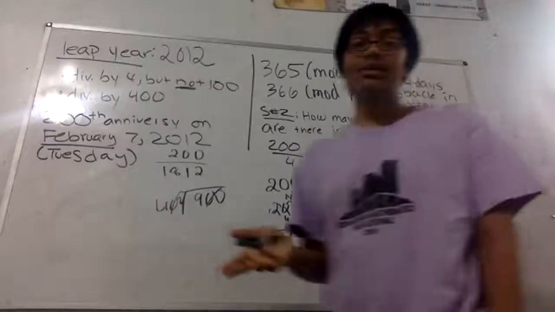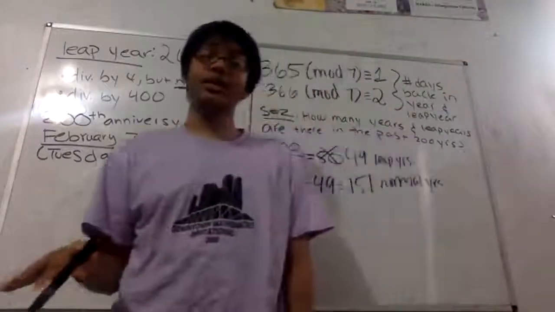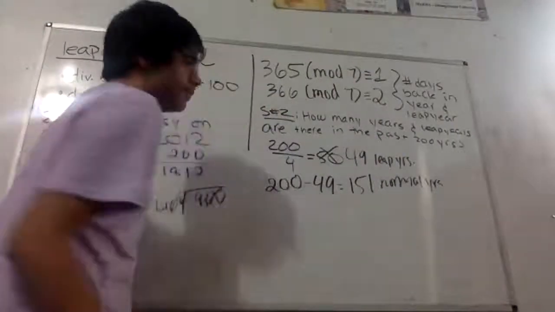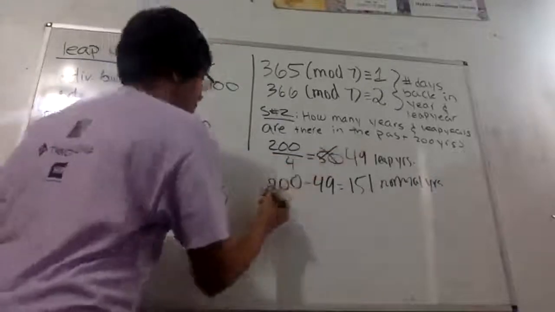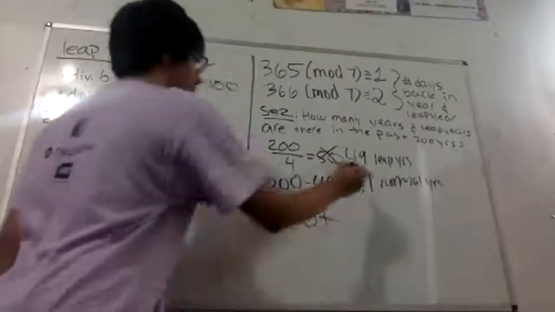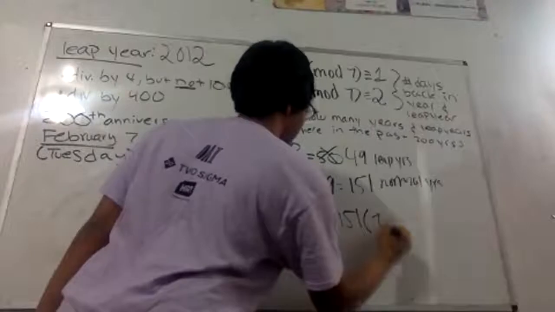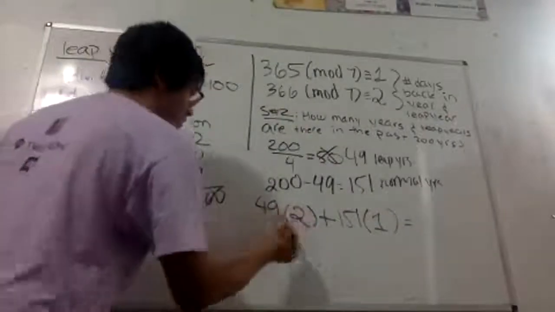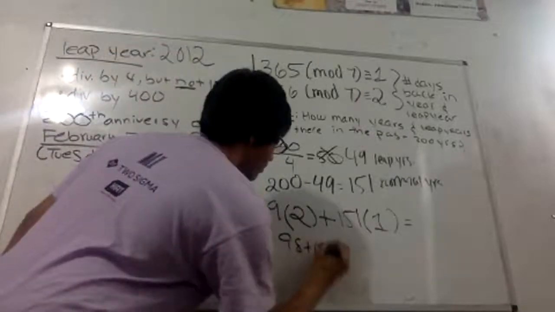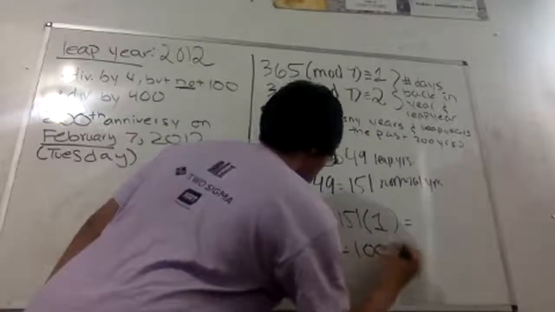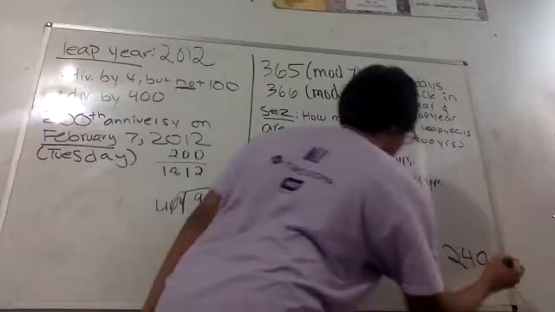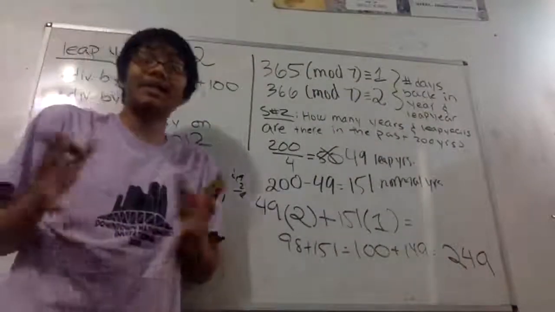Okay, so now we know the number of normal years and the number of leap years, and we know how many days to backtrack for each of them. So let's use that to our advantage. We have 49 leap years, so 49 times the remainder that each leap year gives us, and 151 times the remainder each normal year gives us. So now, what does that give us? 49 times 2, that's a simple 98, right? So 98 plus 151 is 249. So we have to backtrack 249 days.